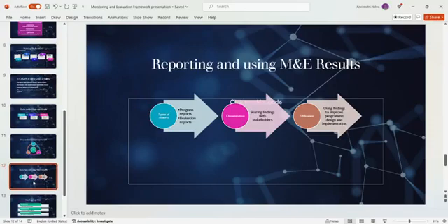It doesn't matter if the results are negative to what you were checking there, these results must be used. Remember, whether the results say we didn't perform, we still use those results for the purpose of learning. That's why we need these findings, to improve the design and implementation of the programs.